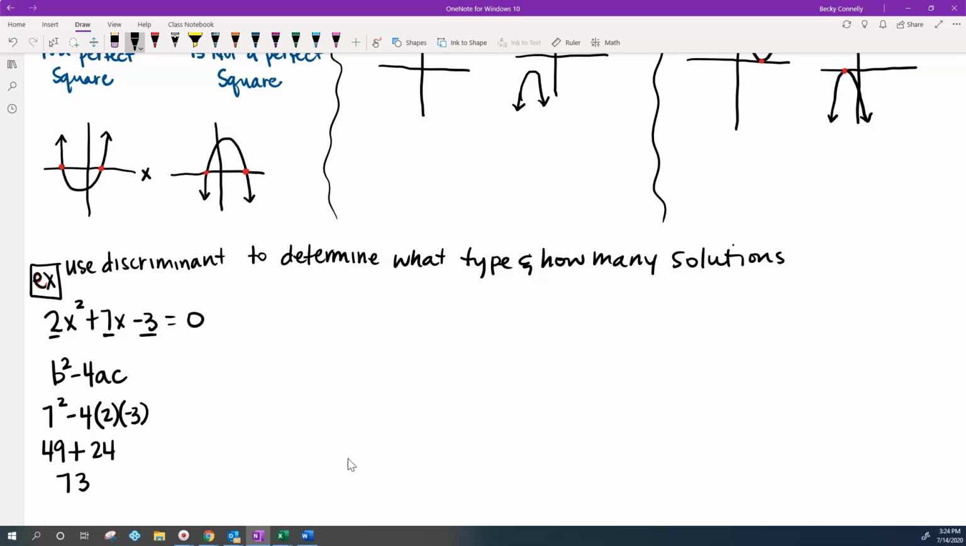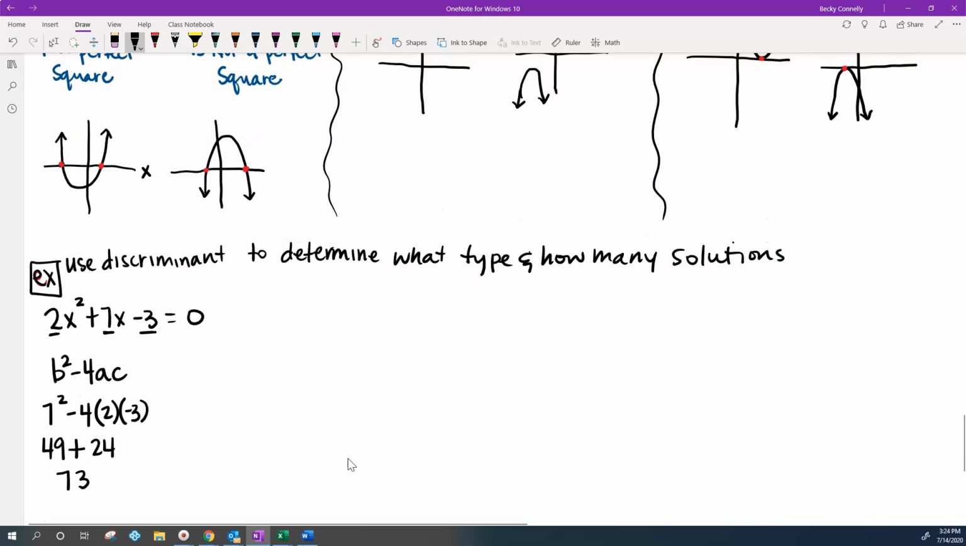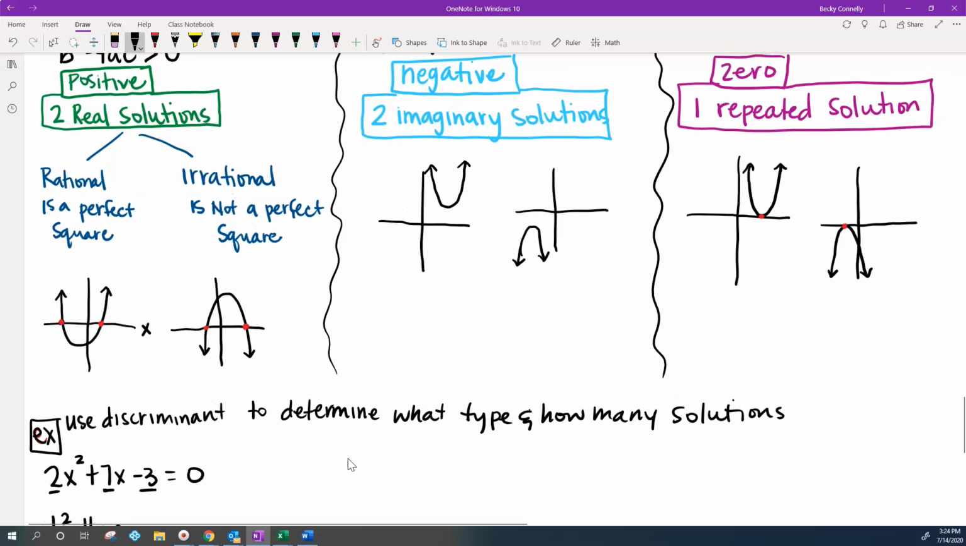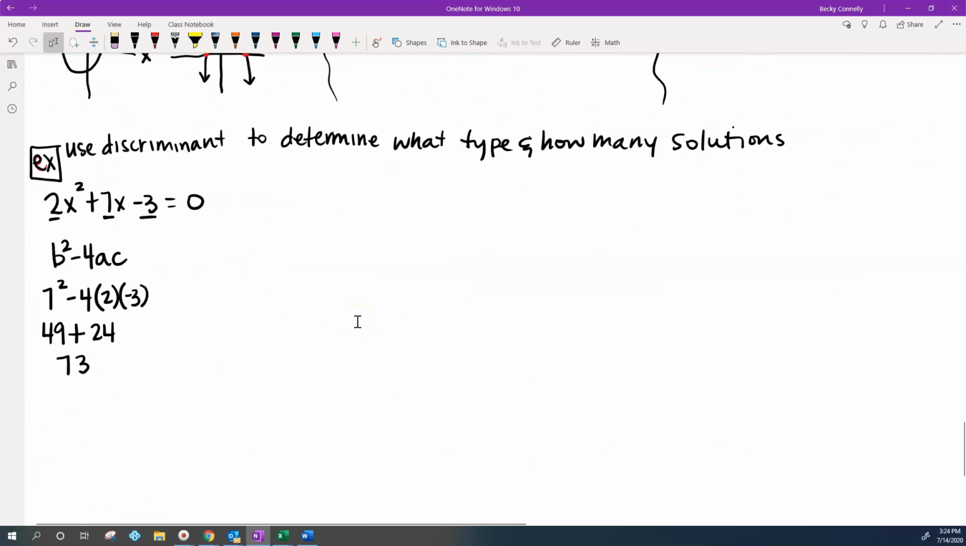Okay, so this 73 is not the answer that I'm going to be given. Remember, that 73 is cluing me in to what kind and how many solutions I have. So what do you think? Somebody either unmute yourself or type in, what type and how many solutions do we have? It's positive, so we would have 2 solutions, and it's not a perfect square, so it'd be irrational? Yeah, perfect. So we've got 2 irrational solutions, and that would be your answer.